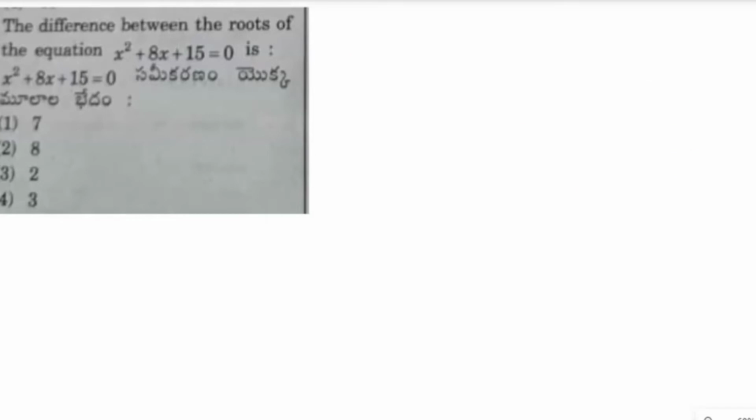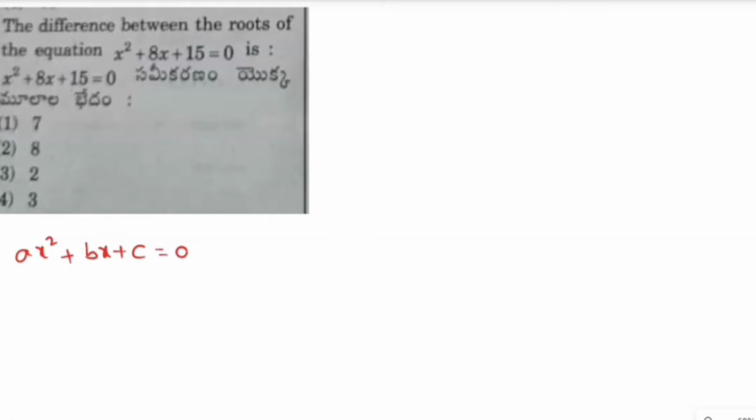Let us see question number 93. The difference between the roots of the equation x square plus 8x plus 15 is equal to 0 is. So we need to find the roots of this equation and also find the difference of those two roots. Comparing this equation with the general form of the quadratic equation, ax square plus bx plus c.